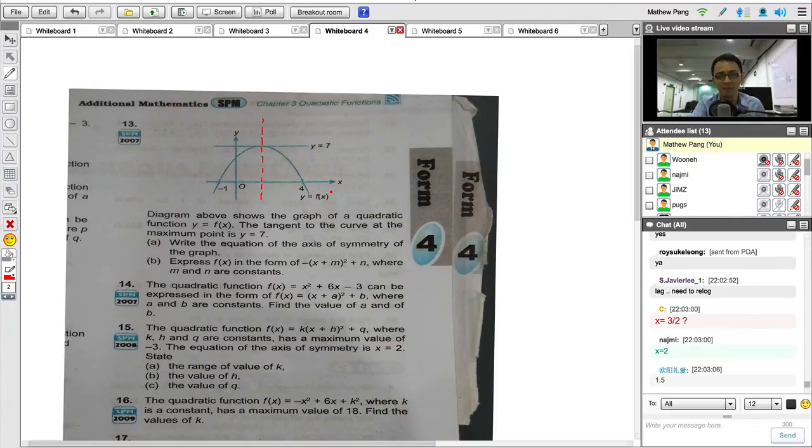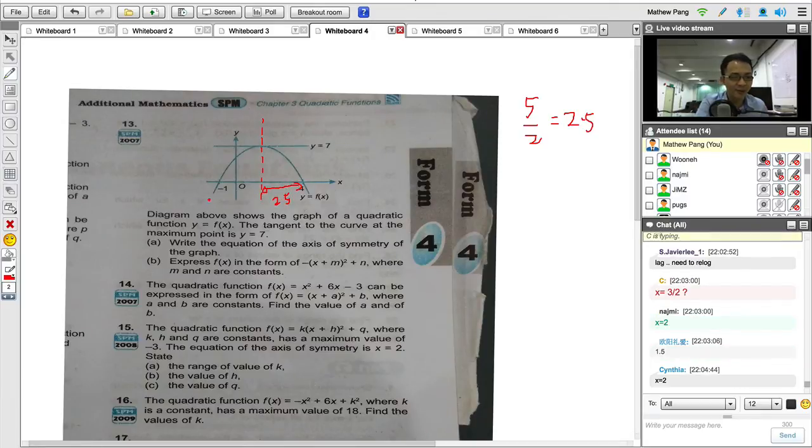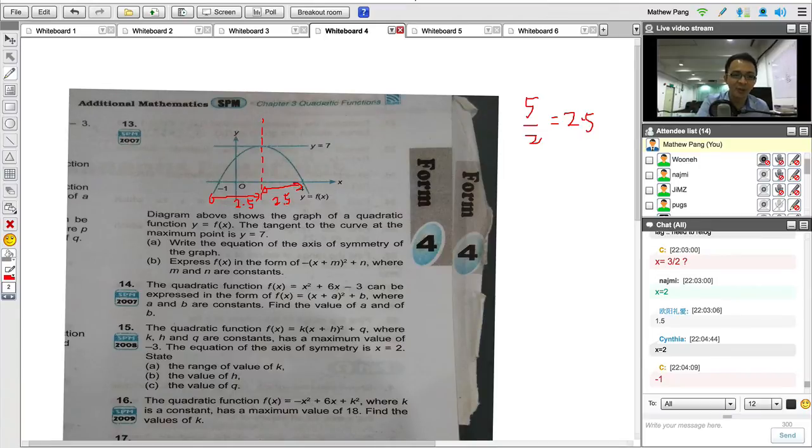This is some information you must get. From -1 to 4 is 5 units. So 5 divided by 2 is 2.5 units. That means from here to here is 2.5 units, and from here to here is 2.5 units. So if there are 2.5 units here, what is this equation called? This is 4, right? We move 2.5, we move 2 is 2, we move 0.5, so this is called x equals 1.5. Do you see that? From -1, I move 2.5 units, I will reach x equals 1.5.